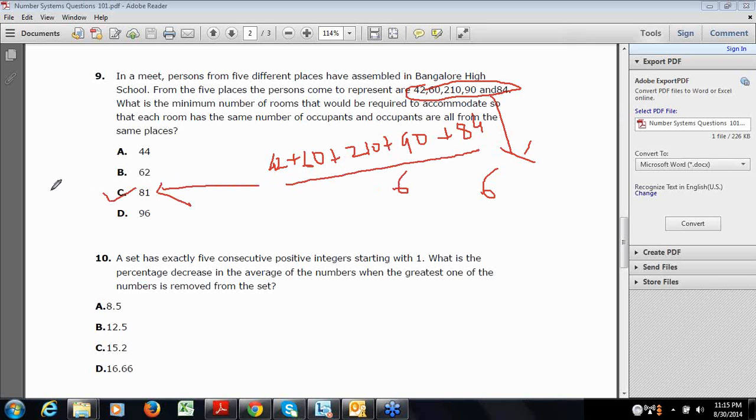Anybody has an issue with this question? It shouldn't be. Okay, moving ahead to the next question. Anybody has an issue? Just raise it. One second you have.